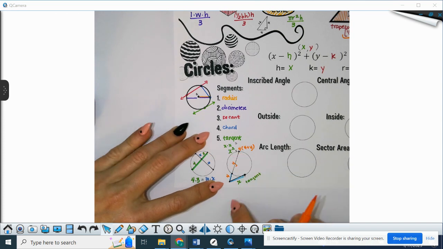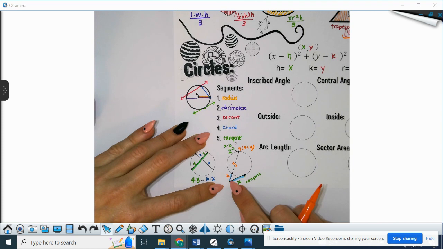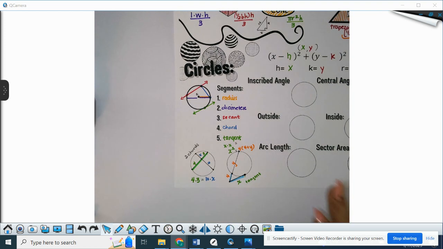So that's why it's X squared. So outside times the sum. If there's an outside, it's outside times the whole length, outside times the whole length. In this case, like I said, tangent, it just repeats itself.